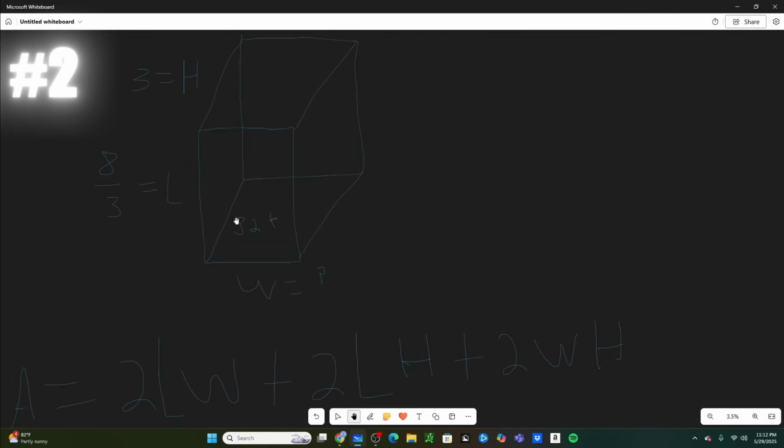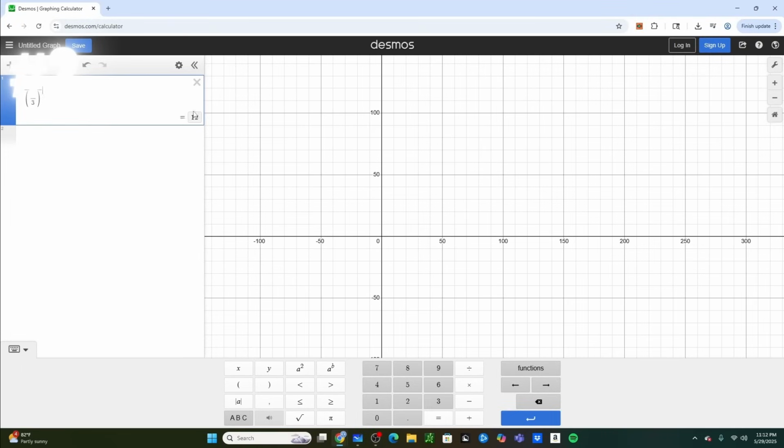Well, we know that the area of the base is 32t, and we know that area equals length times width. So in this case, area, 32t, equals length, which is 8/3, times width, which we're trying to solve for. So clearly, if we divide by 8/3 on both sides, we'll find width. So let's do that, right? Let's go to Desmos, and if you do 32 divided by 8/3, you'll get 12.